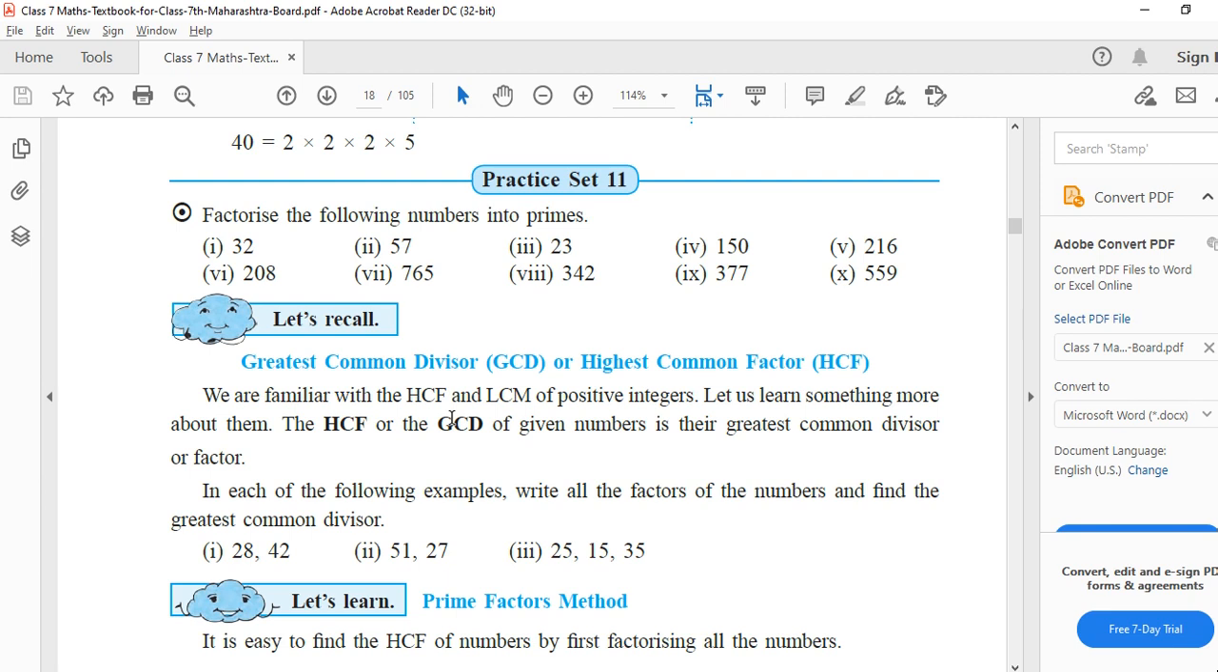HCF and LCM for Class 7 students. So in the last chapter we saw what a prime number is, a composite number, co-prime numbers and also twin prime numbers. So today we are going to learn how to factorize these numbers, how to factorize any number into primes, how to find the prime factors of any specific number. So without wasting any time, let's start.